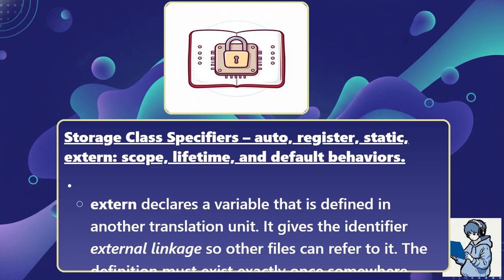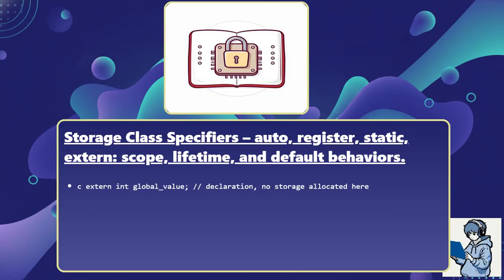Extern declares a variable that is defined in another translation unit. It gives the identifier external linkage so other files can refer to it. The definition must exist exactly once somewhere. Extern int global value, comment: declaration, no storage allocated here.